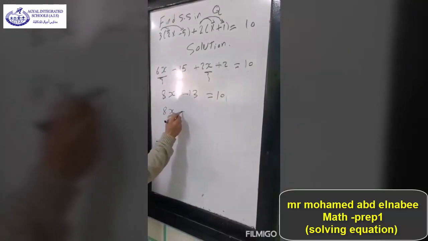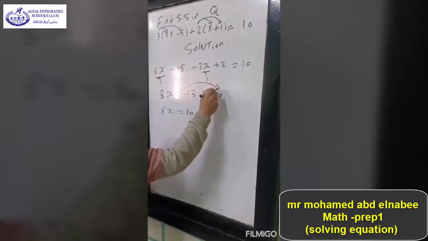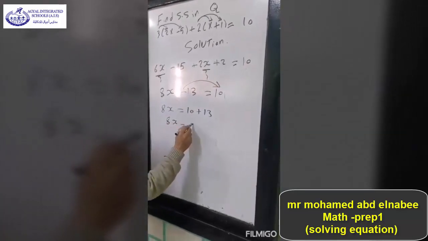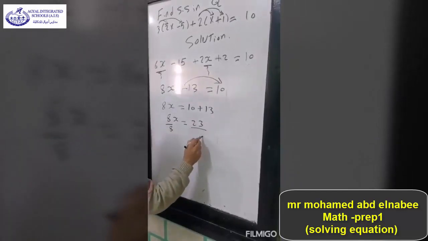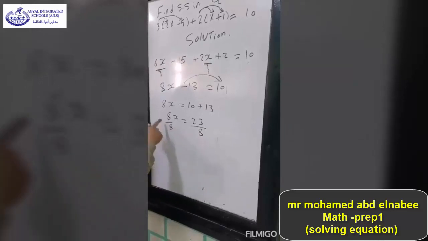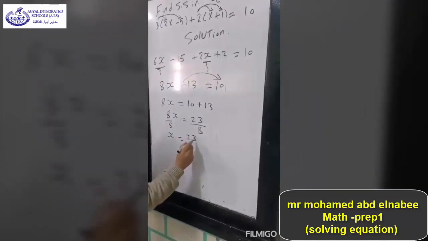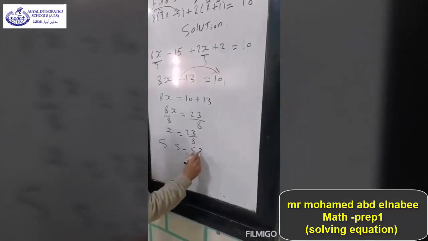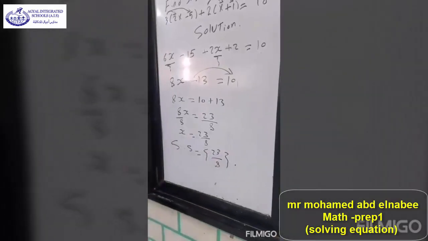So 8x equals 10 plus 13. I take this to another side. 8x equals 23. Then divide by 8 on both sides. Why do we divide by 8? Because the coefficient of x is 8. x equals 23 over 8. Then SS equals 23 over 8. Thank you very much. We finish this lesson now.